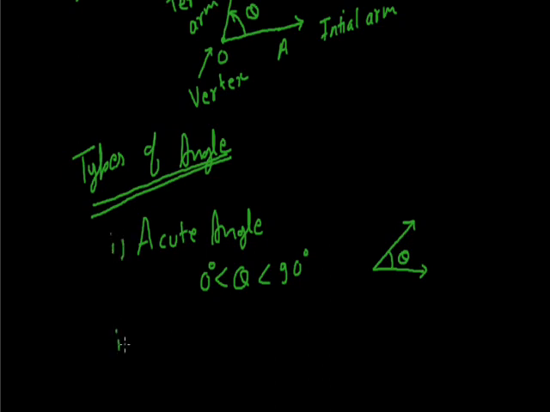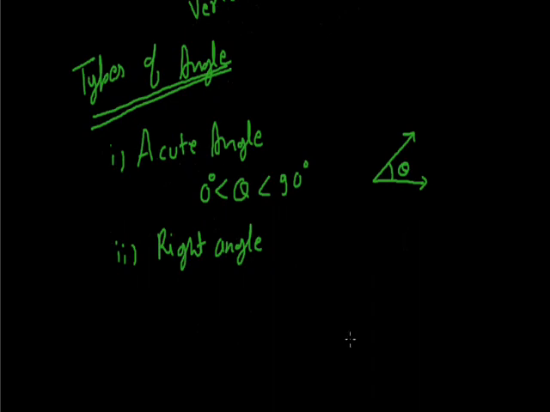The next angle that we discuss is the right angle. A right angle means an angle whose measure is 90 degrees. An angle whose measure is 90 degrees, we will call a right angle. Generally, we represent a right angle by a square box. It means this angle is 90 degrees.